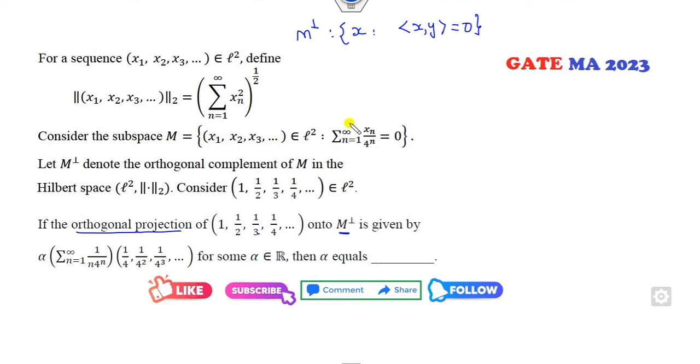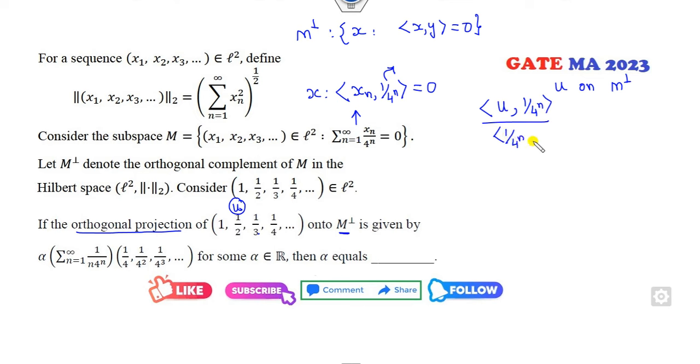So if I write this value, can I write this quantity as x_n of 1 by 4^n? Fine. The collection of all those x; I can write this function, there is no issue about that. Now my projection of this, if I consider this as my u, is the projection of u on M complement. So this is my M complement. So my target is to find the inner product of u with 1 over 4^n, divided by the norm of 1 over 4^n, into 1 over 4^n. Now what is the inner product?